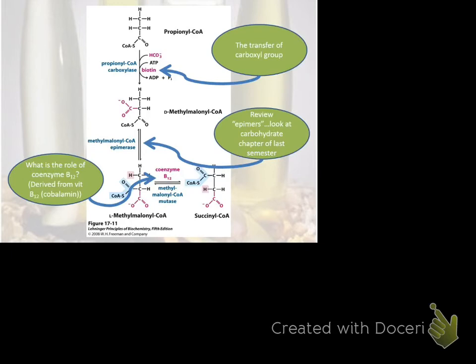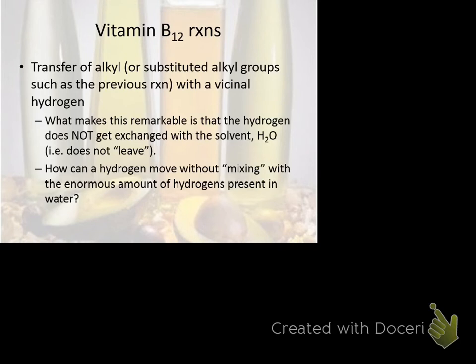First of all, if it's cobalamin, what metal do you suppose is important for cobalamin? Cobalt. And we don't get to see cobalt a lot. So vitamin B12 transfers alkyl groups, or even substituted alkyl groups, but it has to have a hydrogen next door. Remember, vicinal means neighboring. The neighboring carbon has to have a hydrogen.